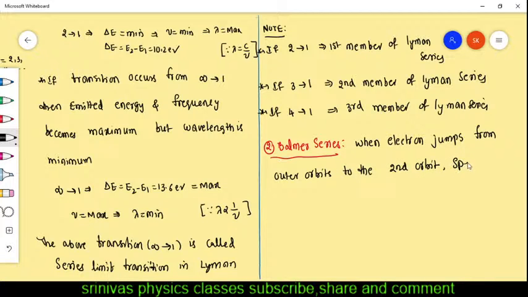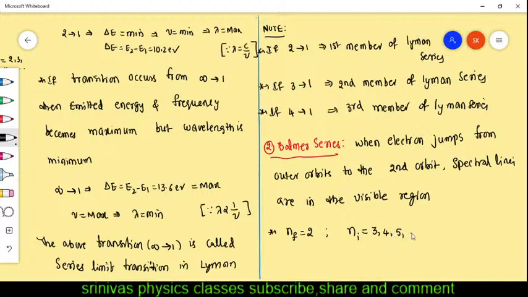then the spectral lines, in this case what happens? The spectral lines are emitted here. Those spectral lines are in the visible region. Here transition occurs to the second orbit. That means finally it should occur to the second orbit. From where will it come? From higher orbits. Higher orbits means more than 2. Then that will be 3, 4, 5 and so on, right? And up to infinite.